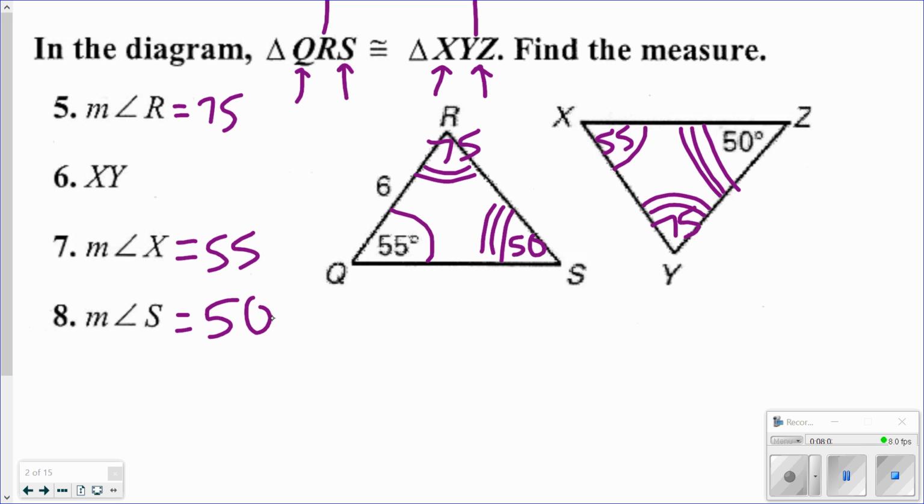All right, so let's go back to XY. So XY is right here. Let's figure out what segment is congruent to XY. Well, it would be QR. Those two segments are congruent. And if we look at this, I see that QR is equal to 6, which means XY is also equal to 6.